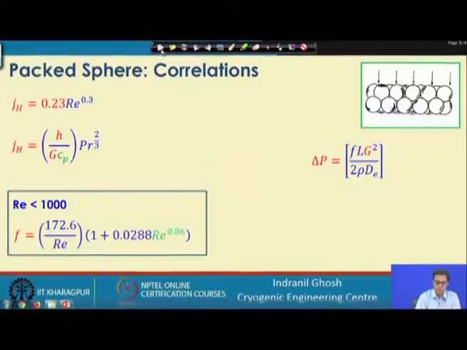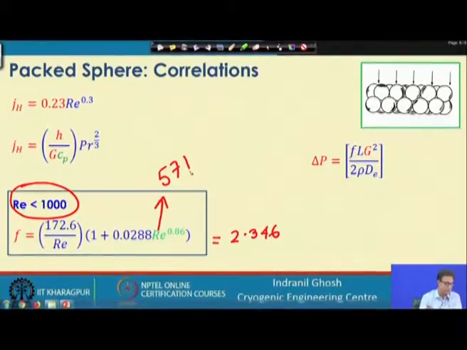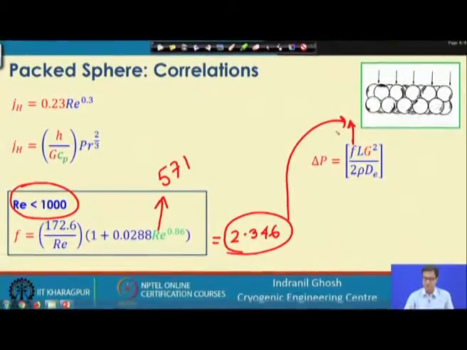Then we will go for the friction factor, because we have seen that the Reynolds number is less than 1000. So, we will put it in this relation, and from there we will be able to estimate the friction factor. So, the friction factor is coming to be 2.346, if you put Re_d equal to 571, that is what we have estimated for this problem. And once we know the friction factor, we can put all these values over here. The friction factor has already been obtained. The length of the regenerator has already been given. So, the length is 0.914 meters, and then the G value is known.